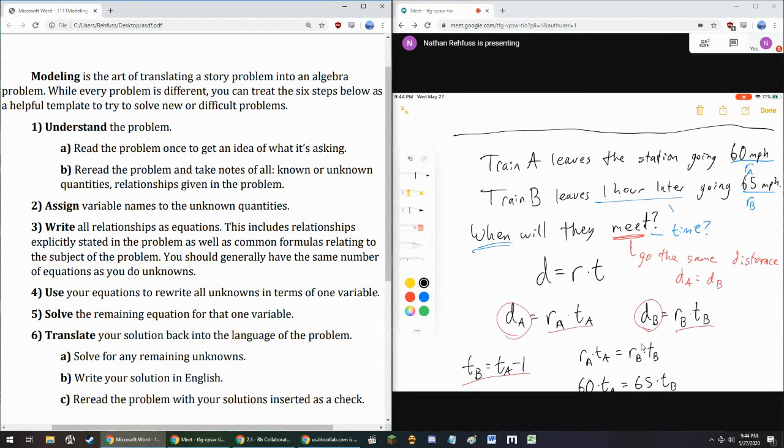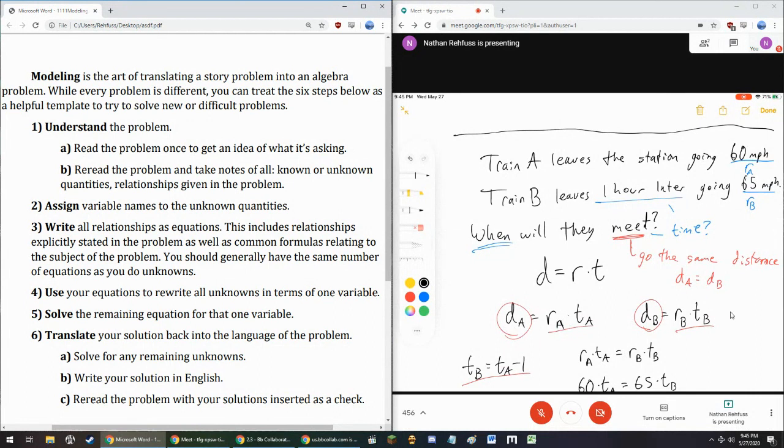And then just to check, I'll have to get a little creative checking here. I could check that the distance is the same for both. So 13 hours going 60 miles per hour has to be the same as 12 hours going 65 miles per hour. Now, both of those numbers are 780 miles. And so we're perfect. We're golden. We did it. That's the problem.